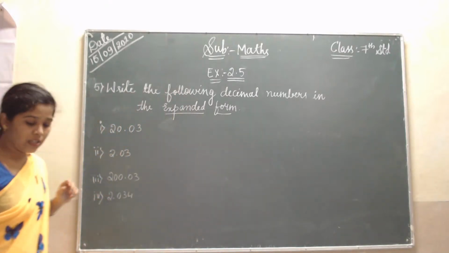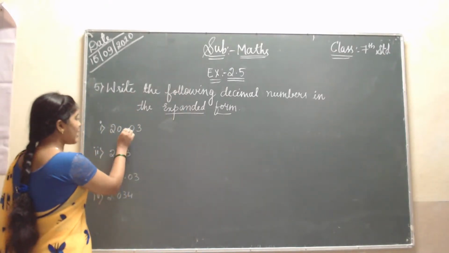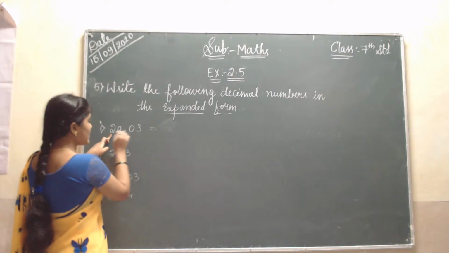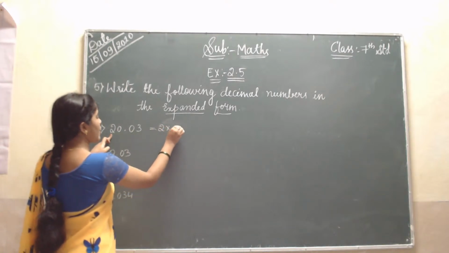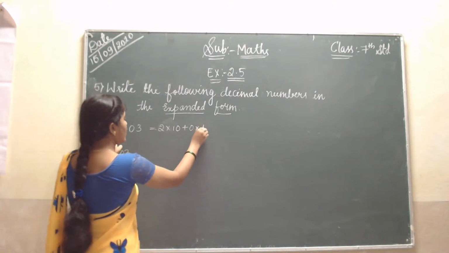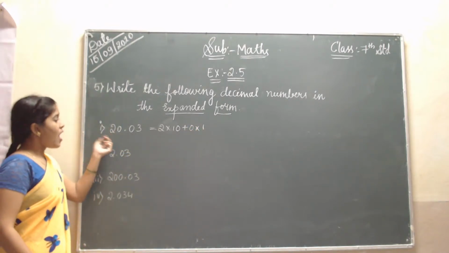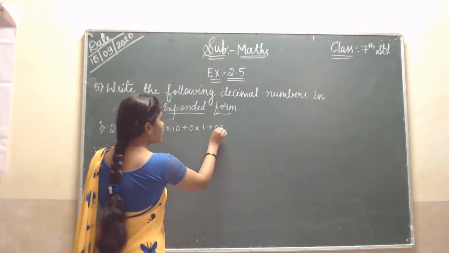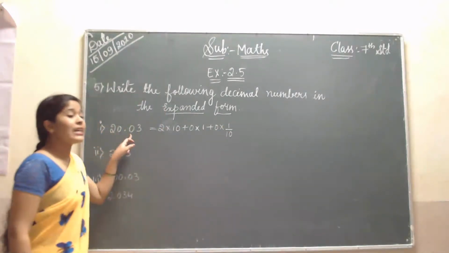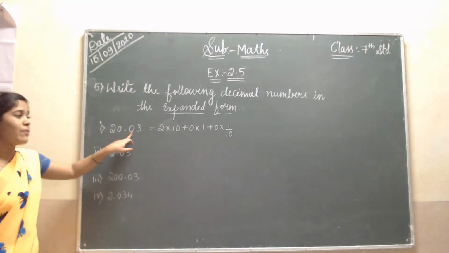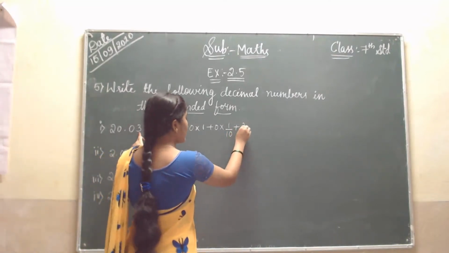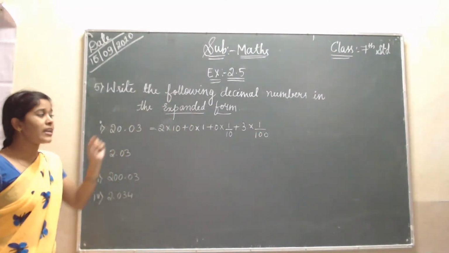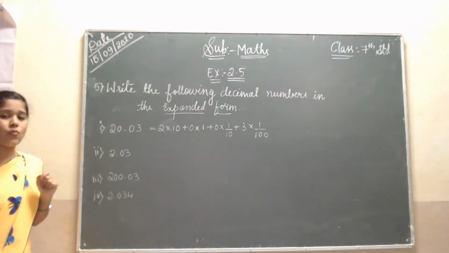Now here we have to write this directly as it is, because before the decimal this is the 1's place and this is the 10's place. So 2 into 10 plus 0 into 1. After the decimal, write plus 0 into 1 by 10. I said this is the tenth place, so 1 by 10, plus 3 into 1 by 100. Tenths, hundredths, so we have to write 0 into 1 by 10 plus 3 into 1 by 100.